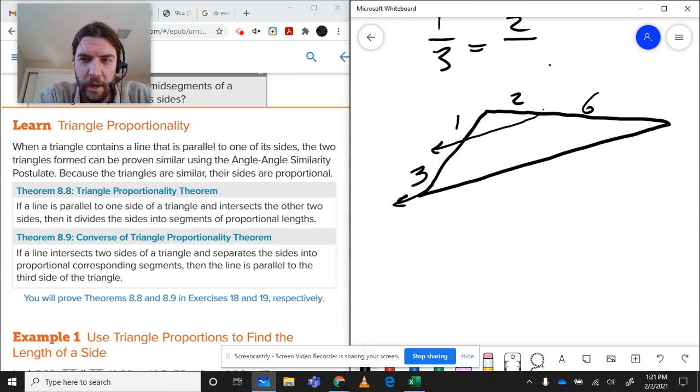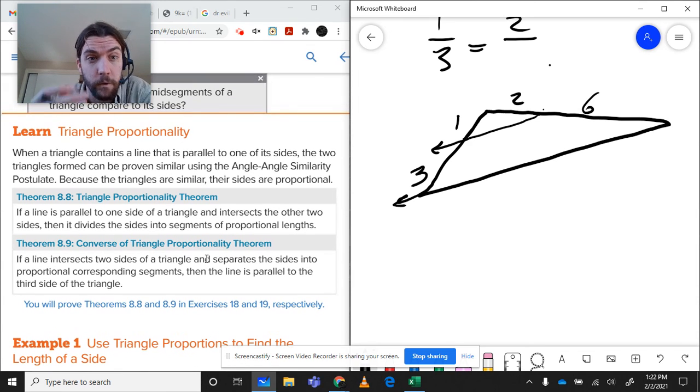One of them says if you have those two parallel lines, it generates these proportional segments. And then the converse says if a line intersects two sides of a triangle and separates its sides into proportional corresponding segments, so if you draw this line and you make these proportional segments, then that line must be parallel to the other side. They're really not saying different things at all. They're just saying it in one direction and in the other direction. Okay, so we'll use that idea in our next video in example number 1.